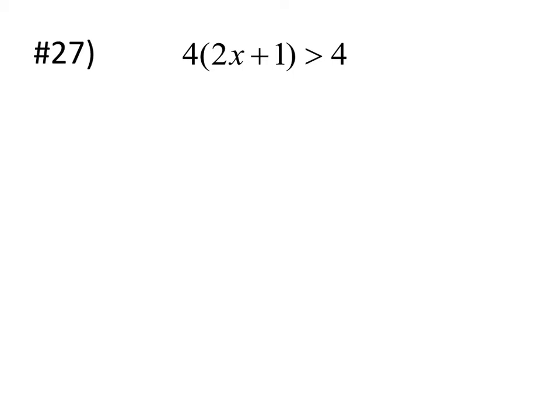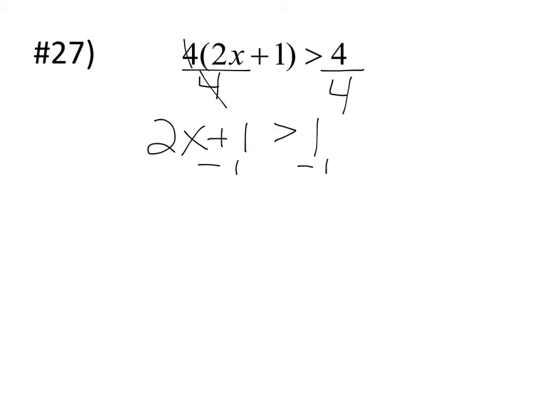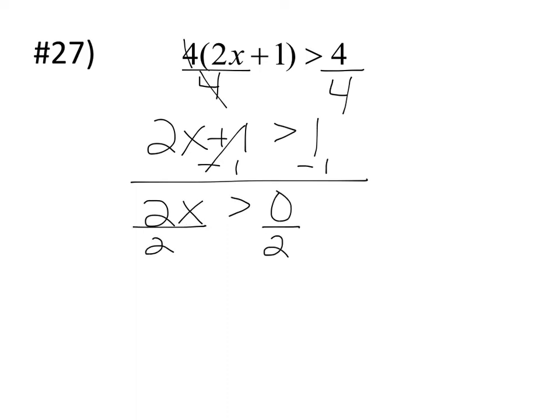First things first, well, we can do one of two things here. You can either distribute the 4 or you can go ahead and divide by the 4. Let's divide by the 4 and get rid of it. The 4's cancel here. So you have 2x plus 1 is greater than. 4 divided by 4 is just 1. Subtract 1 from both sides. You get 2x is greater than. 1 minus 1 is just 0. Divide both sides by 2. You get x is greater than. 0 divided by anything is just 0.